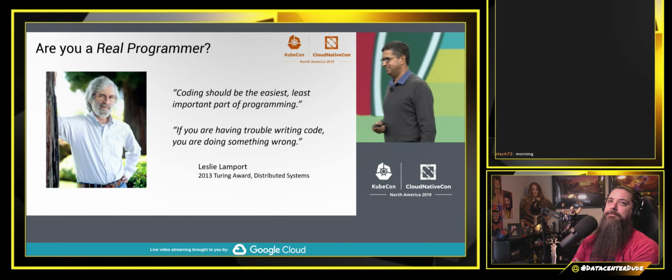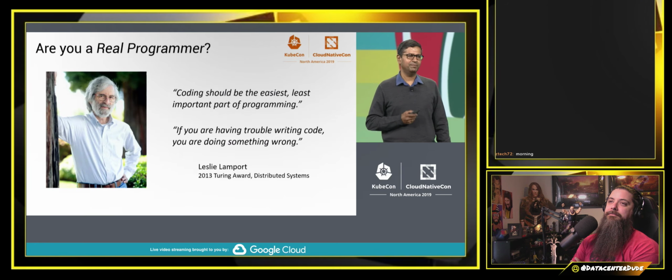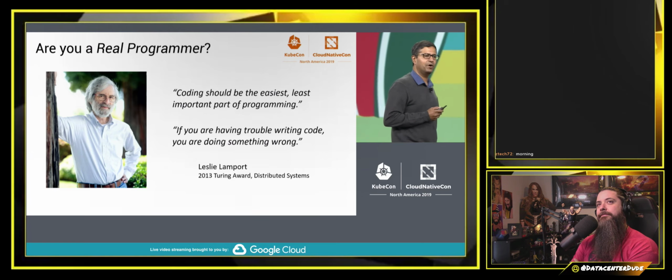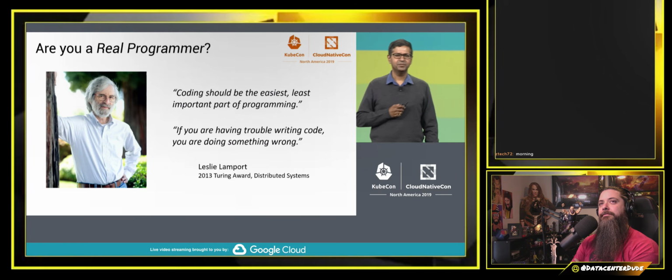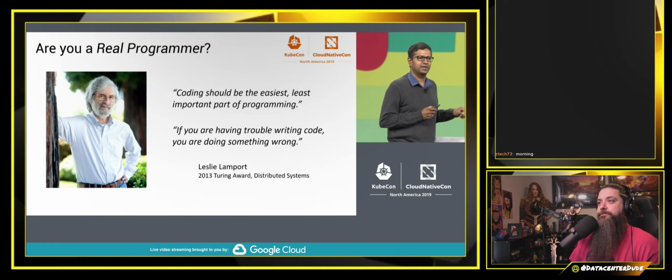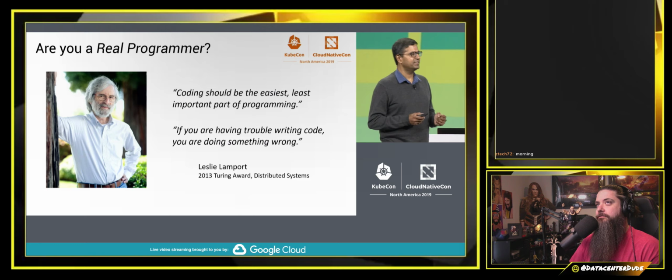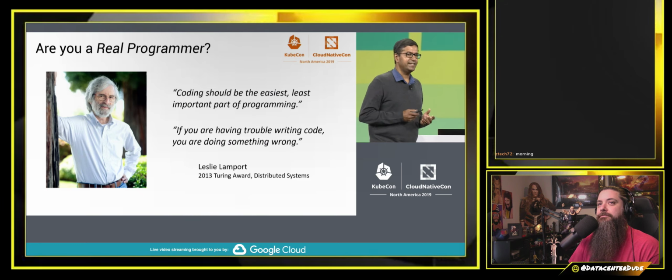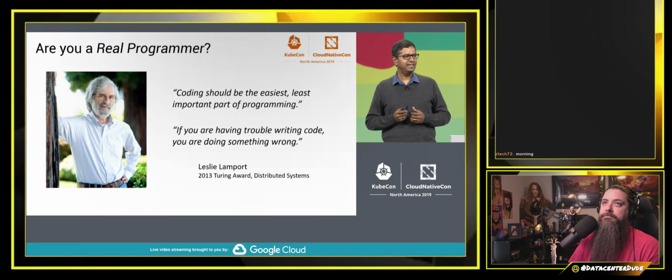That is one viewpoint. Another viewpoint comes from Leslie Lamport, who got his Turing Award in the field of distributed computing. So he knows a thing or two about distributed computing. And he says, coding should be the easiest part of programming. And if you're having trouble coding, you're doing something wrong. That's a good point. Now, what does this have to do with networking? For one, networks are a key component of any distributed system. So let's take a look at the real-world scenario and see how networks are programmed today in a cloud-native environment.